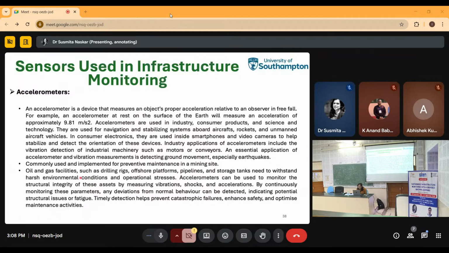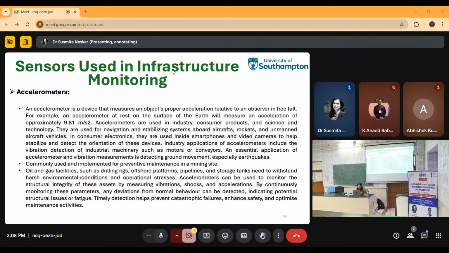So accelerometers are used in aircraft, rockets, and drones for navigation and stabilization, and in smartphones or cameras to detect orientation and stabilize images. And then industrial machinery: they are used to monitor vibration in motors, conveyors and any other kind of heavy equipment, which is particularly valuable for early fault detection. This is also used for ground movement and earthquakes. Accelerometers detect the ground movement, which is vital for earthquake monitoring as well as structural safety.